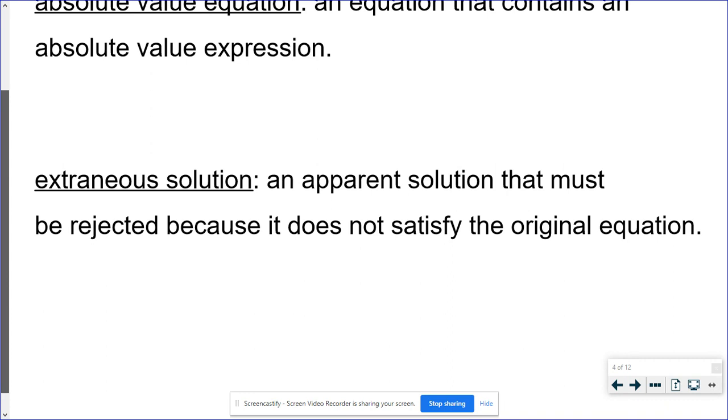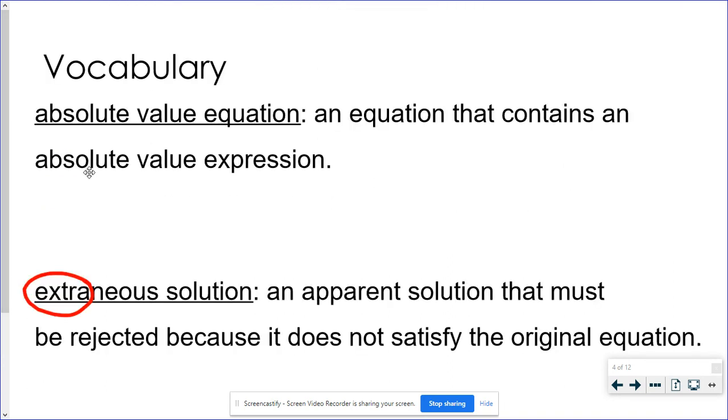But an extraneous solution, notice it says extra at the beginning here. It's a solution that looks like it's going to work, but it doesn't really work when you try it. Okay, so it's an extra solution that doesn't work. When we get absolute value problems, sometimes we'll get answers that look like they should work, and when you substitute it back in because of the absolute value, you might have to say, oh, nope, I can't use that one.